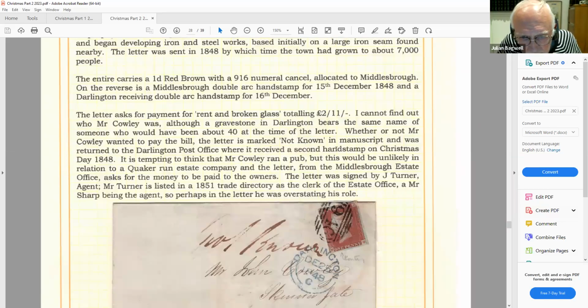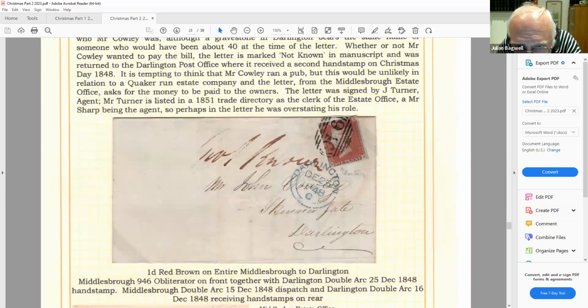This one is fairly standard in some ways. It's Darlington, and that's the receiving mark. 946 is the Middlesbrough obliterator. It's sent from Middlesbrough to Darlington. Middlesbrough was established by Quakers, and at this time it was a very fast-growing industrial town.